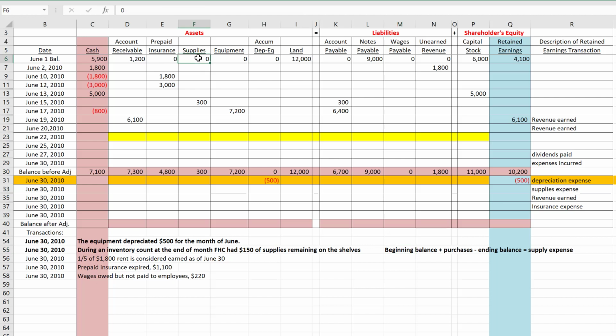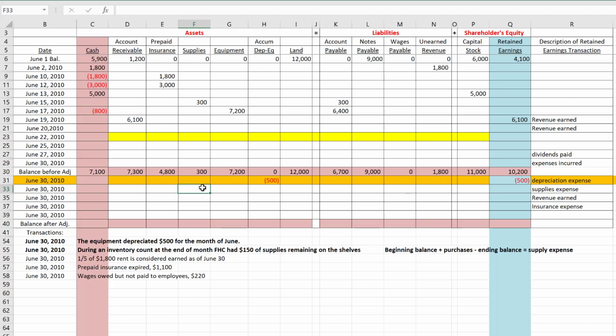So let's look at supplies. At the beginning of the month in June, we had a supply balance of 0. During the period, we purchased $300 of supplies, and at the end of the period, we had $300 in our pre-adjustment balance. We then do a physical inventory count. We physically counted the inventory and it's $150. Therefore, the difference between what we have, which is $300 minus the $150, then becomes an expense.